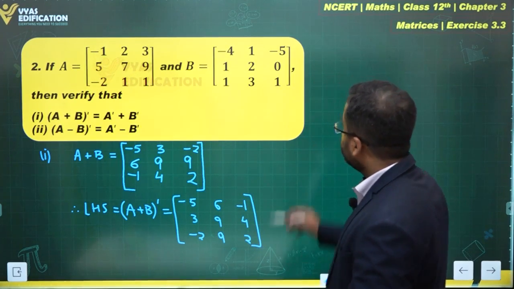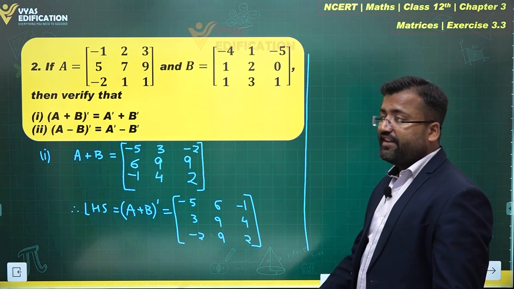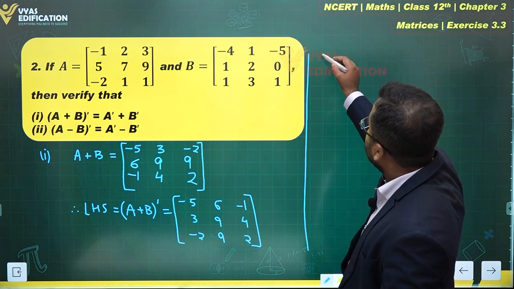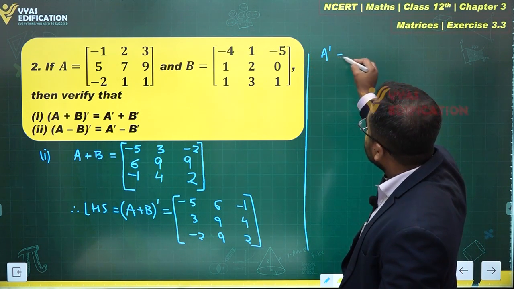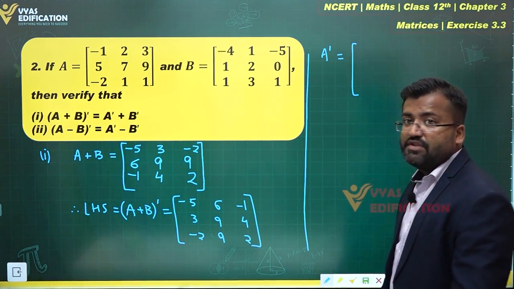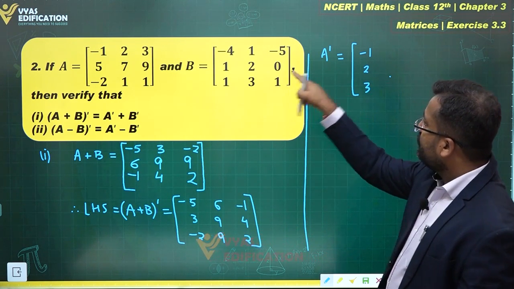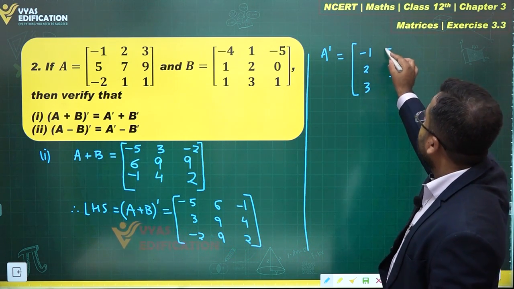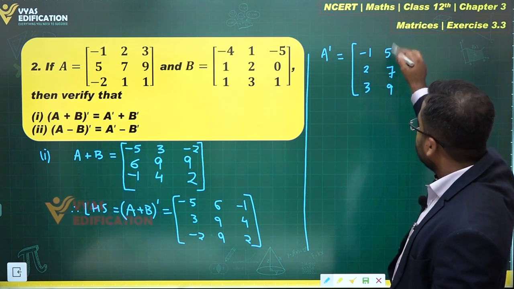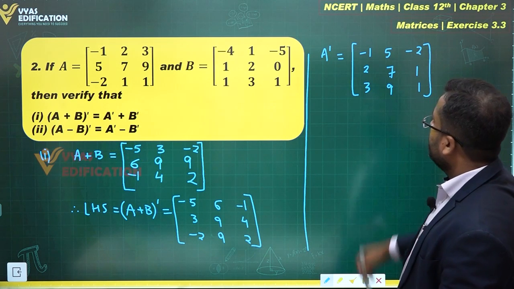Now what about RHS? For RHS, let's find A transpose and B transpose first of all. So A transpose is equal to what? A transpose is obtained by interchanging the rows and columns of matrix A, minus 1, 2, 3. The first row becomes the first column. The second row, 5, 7, 9 becomes the second column. The third row becomes the third column.